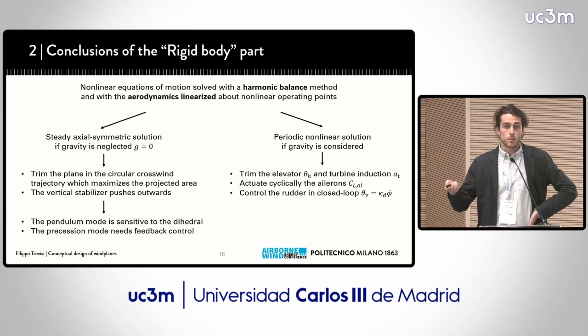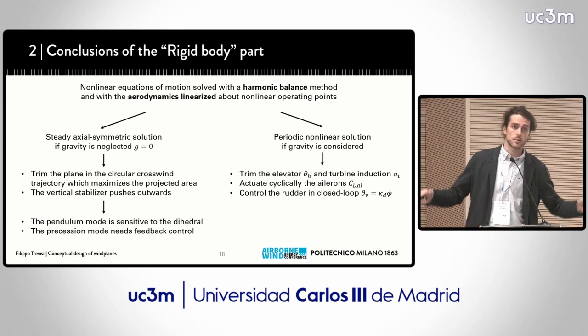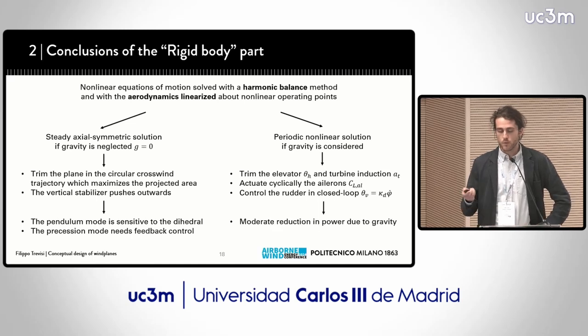And then we propose this simple control strategy, which is to trim the elevator and the turbine induction, and to actuate cyclically the ailerons to redirect lift to stay airborne, and control the rudder in closed loop. And we found that there is a moderate reduction in power due to gravity with the design I'm proposing.